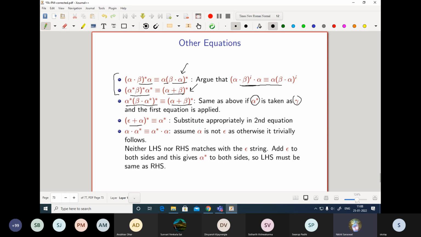Then epsilon plus alpha whole star is equal to alpha star. You have to apply the second equation in order to get this.